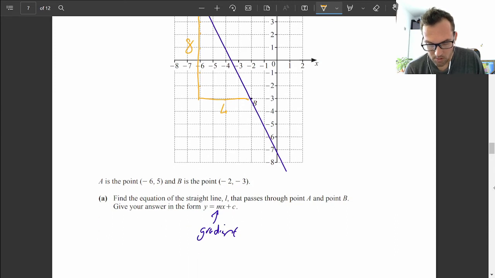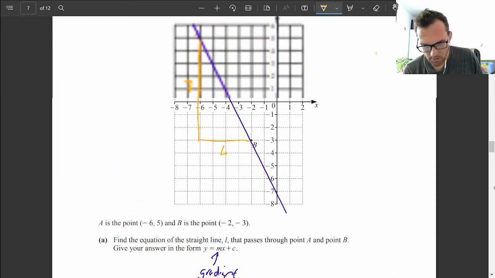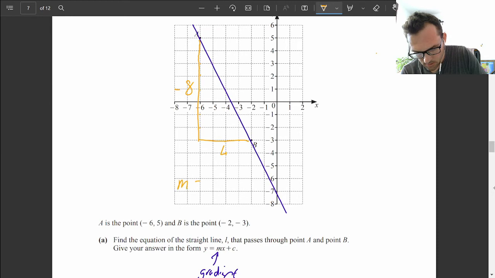Also, another thing to notice, the line is going down. So, of course, it's negative. So you can say as it's going down, the 8 squares is minus. So we know the gradient then is minus 8 over 4, which is minus 2.